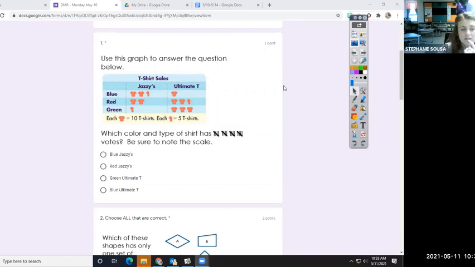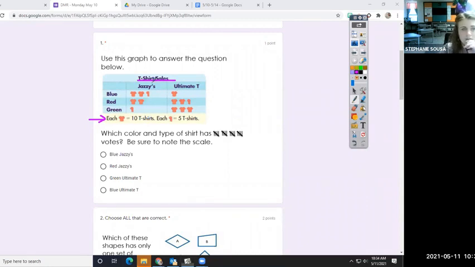Use this graph to answer the question below. Let's make some noticings of the graph. I see we're selling t-shirts. I see there's two stores that are selling t-shirts, Jazzy's and Ultimate Tee. There are three colors being sold, blue, red, and green. And then down here, we see on this pictograph that each t-shirt equals 10 t-shirts. So the picture of half a t-shirt is 5 t-shirts.